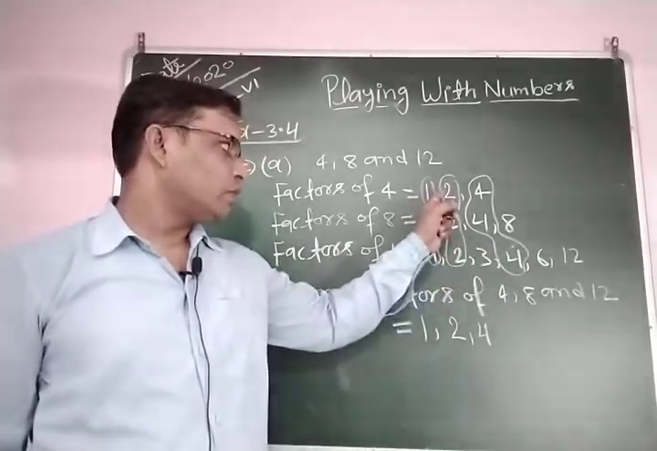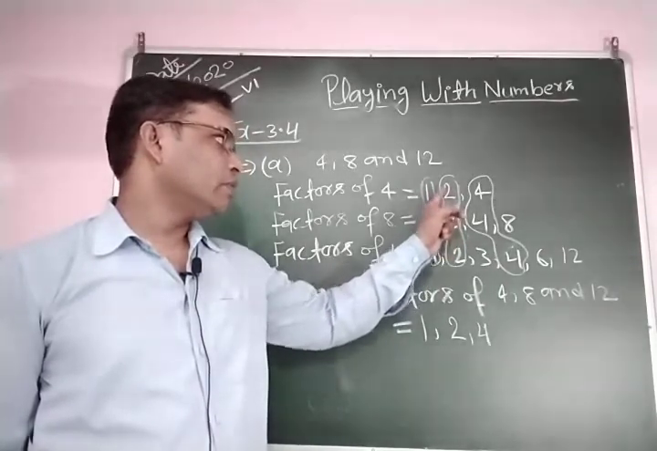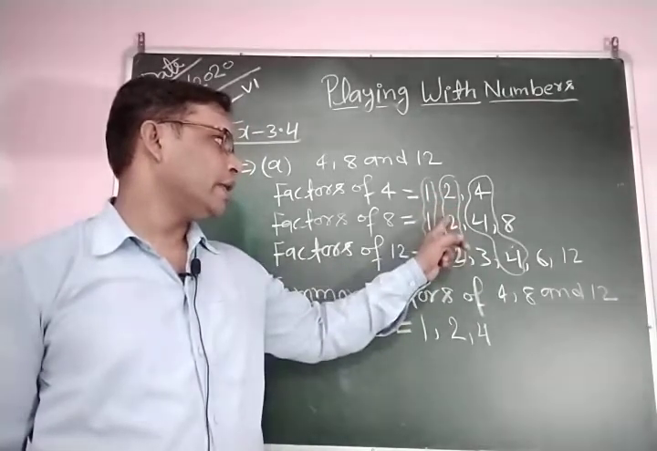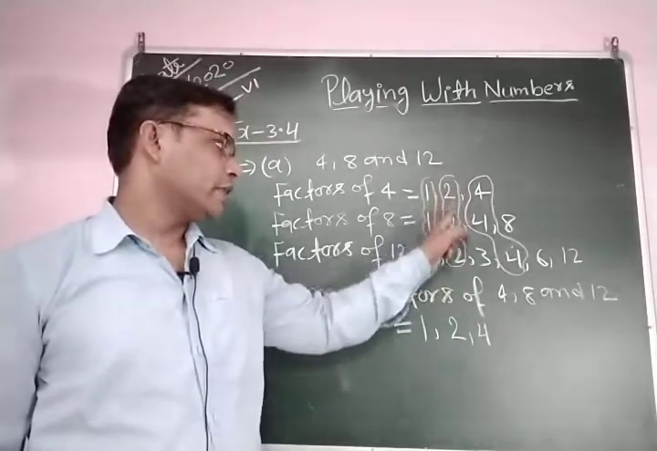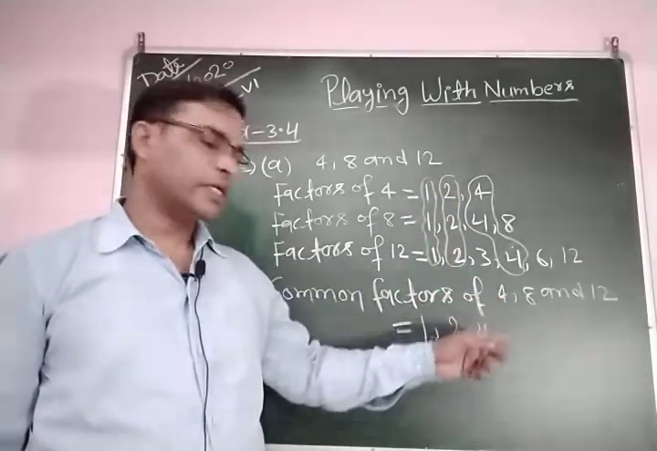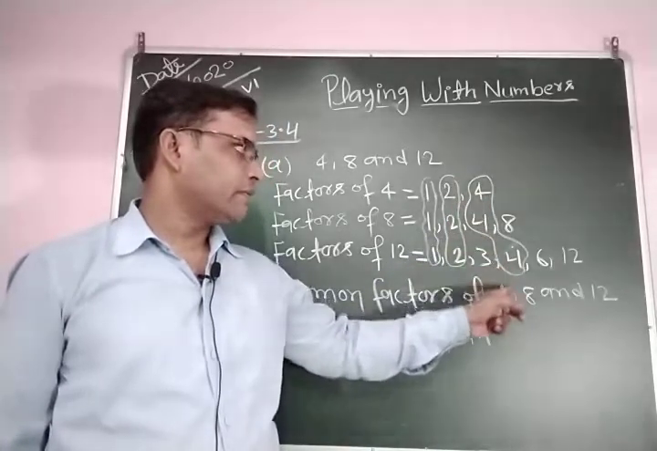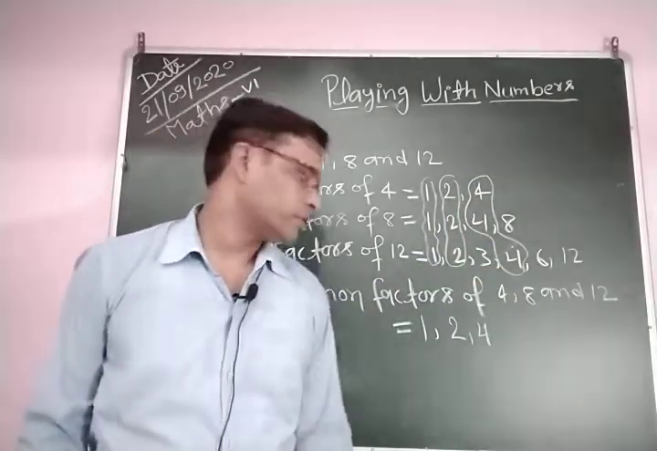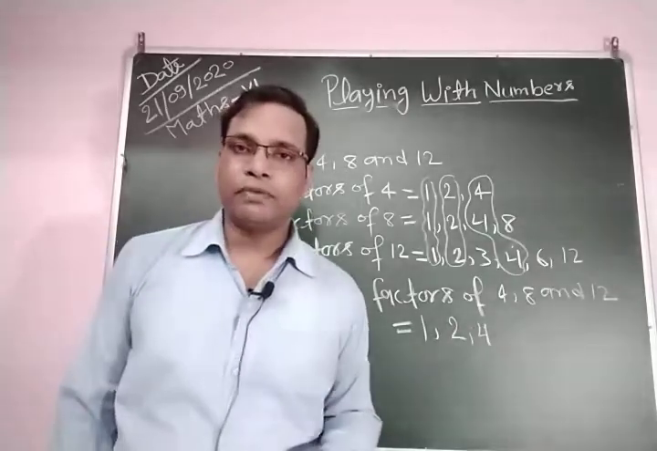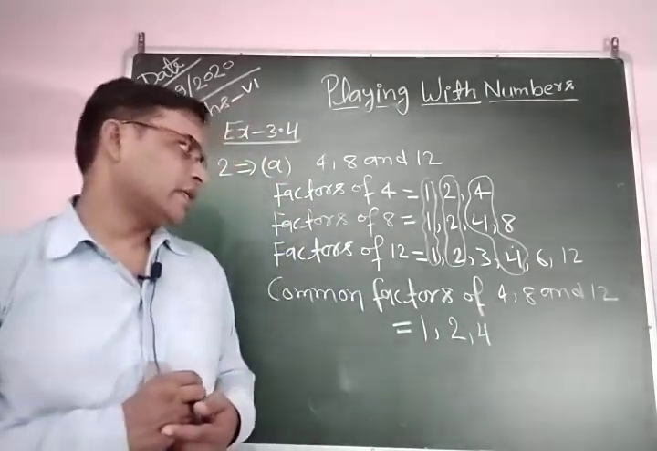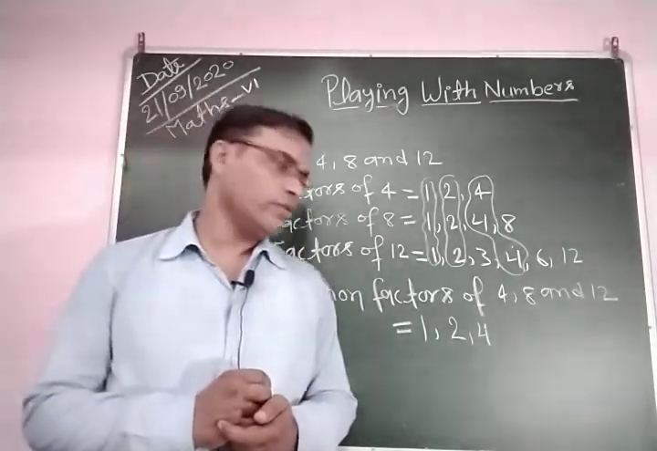You can also see that 2 is a common factor of 4, 8 and 12, so you can write 2 here. And also 4 is a common factor of 4, 8 and 12, so you can write 4 here. So in this way you find that the common factors of 4, 8 and 12 are 1, 2 and 4.